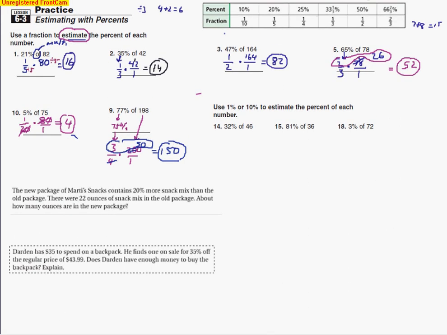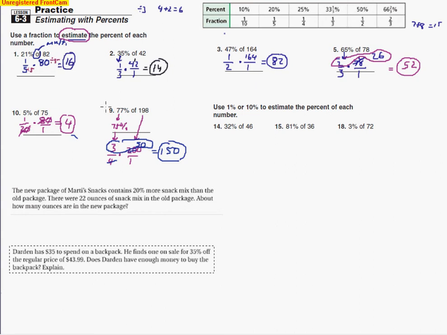Well, let's take a look at our next problem here. And when I see that one, so that is estimating with changing a percent to a fraction. Let's take a look at another set of directions that asks us to use 1 or 10% to estimate. So what does that mean? Let's figure that out. So let's go ahead and start with number 14 there.